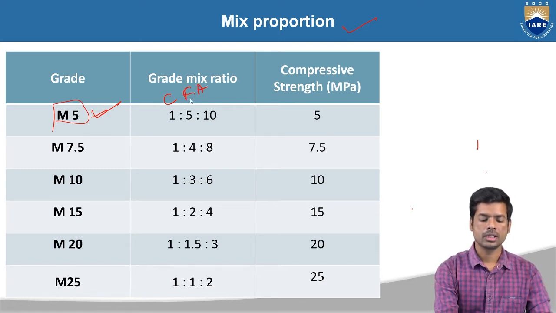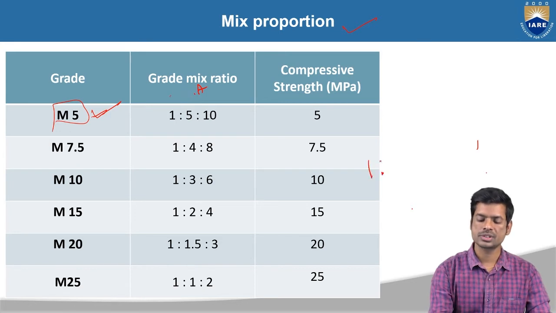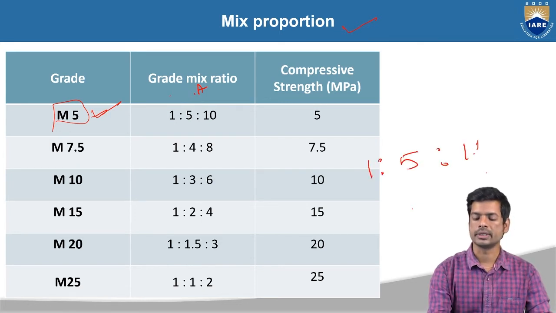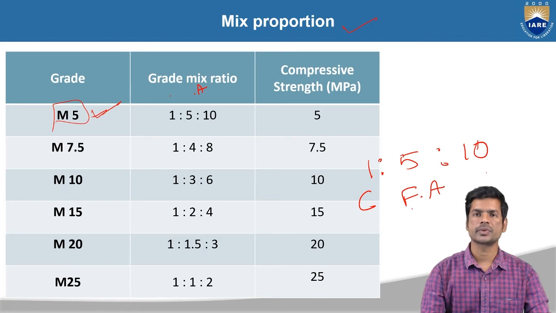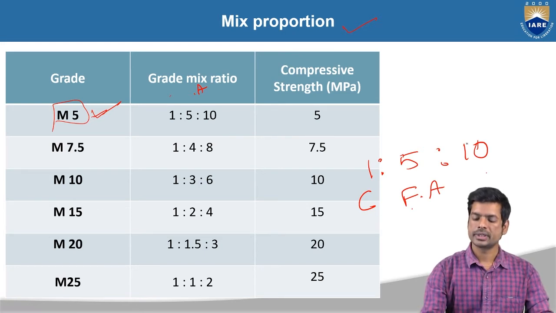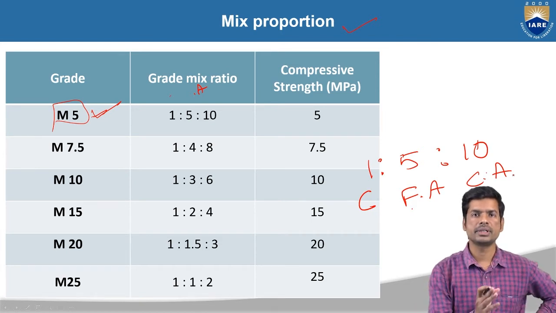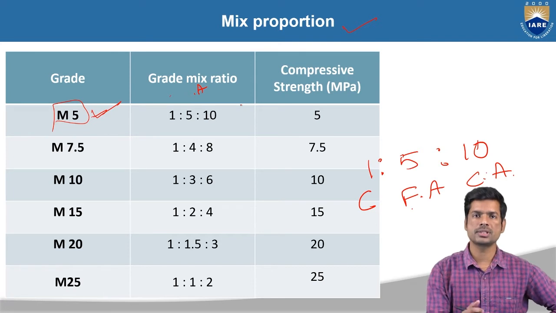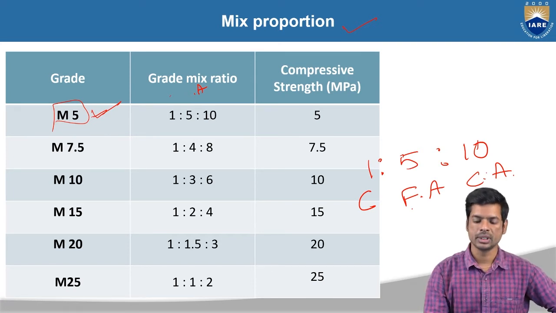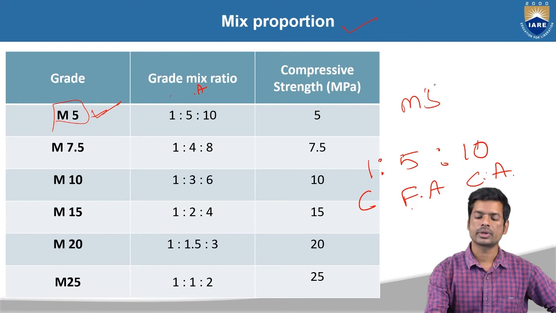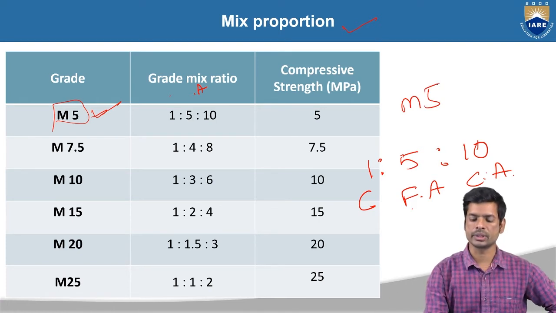I'll write this here: 1 is to 5 is to 10. Here 1 is the cement quantity, 5 is the fine aggregate quantity, and 10 is the coarse aggregate quantity. Depending upon the grade of concrete, we take different mix proportions, and the mix proportions for each grade are different. So for M5 grade of concrete, we take a 1 is to 5 is to 10 mix proportion.